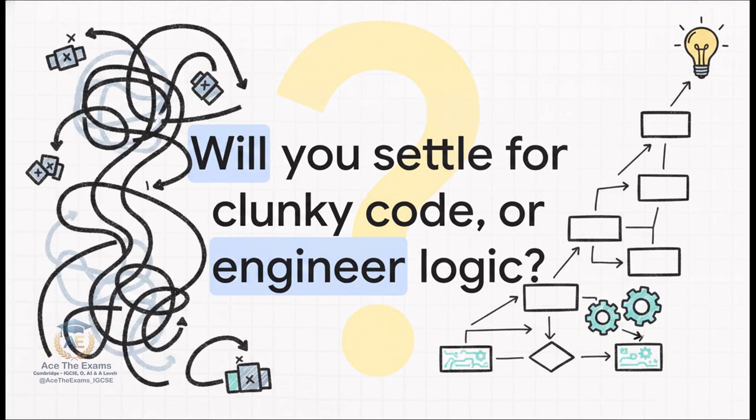At the end of the day, programming isn't just about getting a machine to spit out the right answer. It's about getting to that answer in the most efficient, logical way possible. You now have the absolute blueprint for mastering selection. So I'm going to leave you with this. As you sit down to design your next algorithm, will you settle for the clunky sequential path of least resistance, or will you engineer a truly elegant evolution of logic?